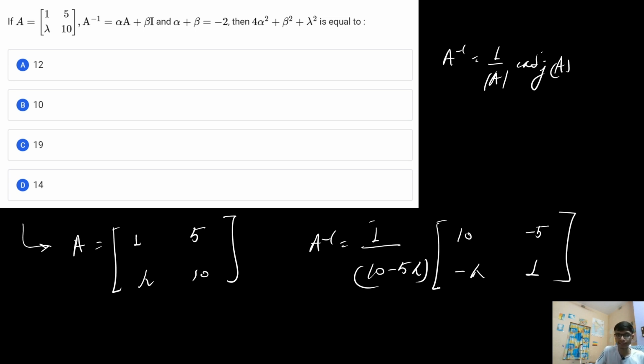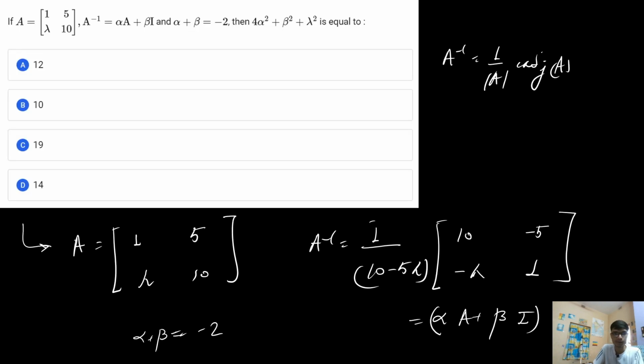Now if the inverse is equal to alpha times A plus beta times the identity matrix, where the sum of alpha and beta is equal to minus 2, from here I have to calculate this particular value. Let us try to solve this result. We see that it gets a little bit tougher to solve, but still we can solve it in terms of dual equations. Instead of solving in this way, we apply the Cayley-Hamilton theorem to get to the result quickly.